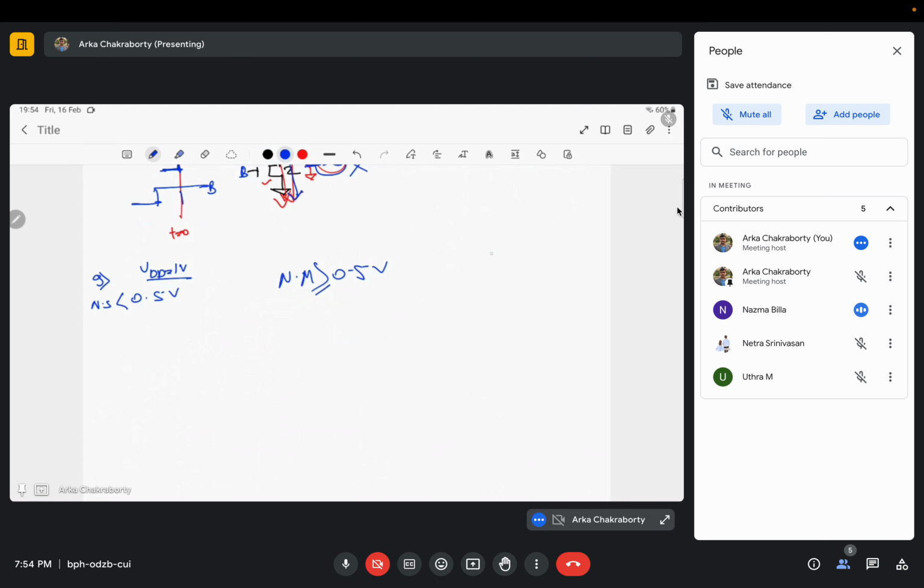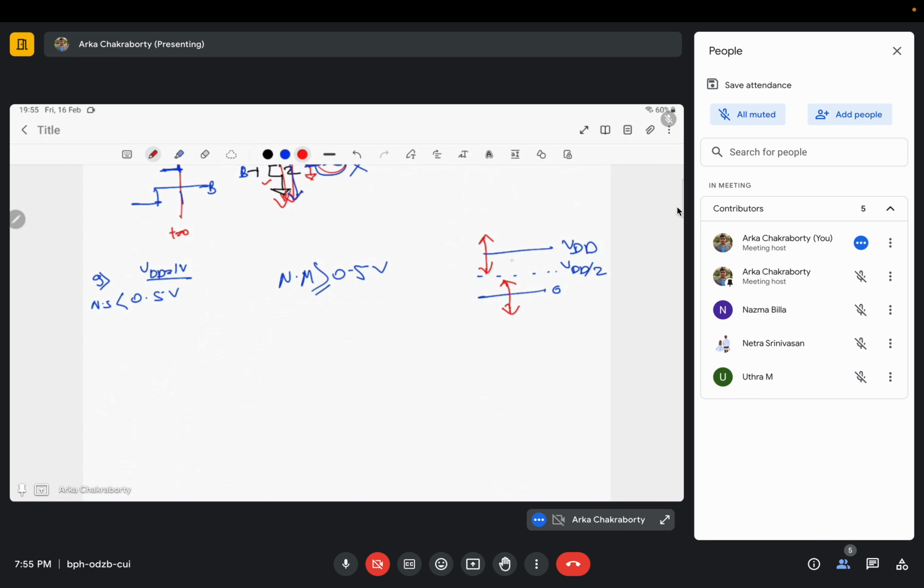See what they are saying. If it is your 0, if it is your VDD, generally what we do is take VDD by 2. Anything above it we consider as logic 1, anything below it we consider as logic 0. But here it is saying that the noise signal is such that it can take all these values, up to something which is just less than 0.5.